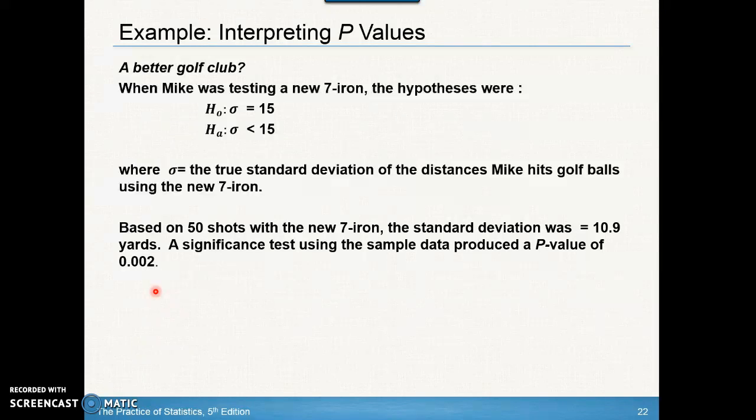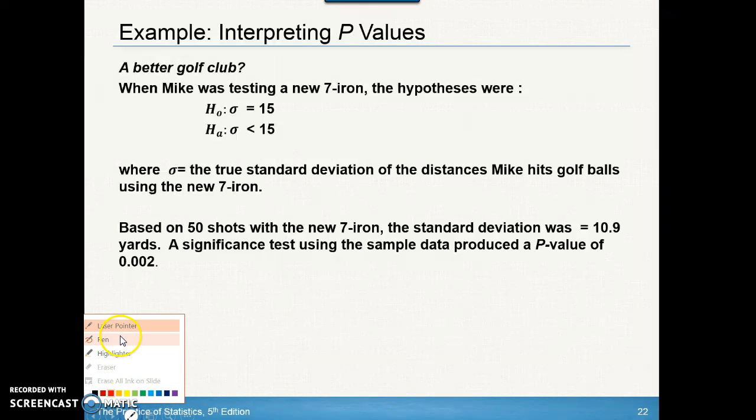Let's take a look at this example. Let's say Mike was testing a new 7-iron, and his hypotheses were that the standard deviation is equal to 15 and the standard deviation is less than 15. Notice that the parameter is defined here: it's the true standard deviation of the distances Mike hits golf balls using the new 7-iron. That's why you want to make sure you define that. Based on 50 shots with the new 7-iron, the standard deviation was 10.9 yards. A significance test using the sample data produced a p-value of 0.002.